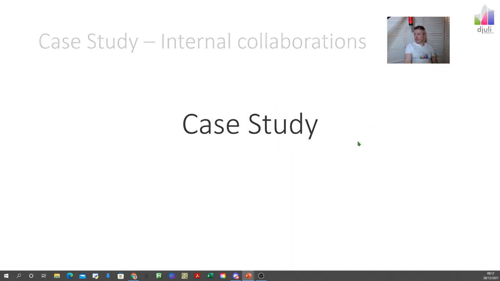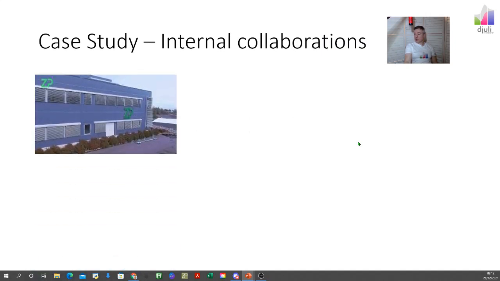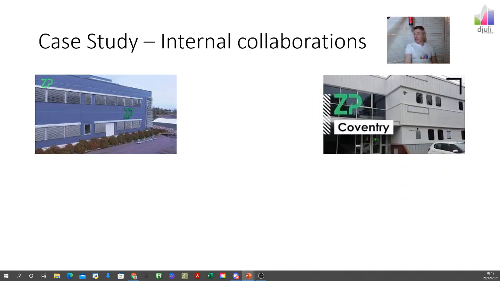Why should you do any of this? So let's talk about an internal collaboration. At Zimmer & Peacock, we have several locations in at least 2 countries. For example, on the left-hand side we have our A1 building in Norway. It's 4,000 square meters. And we have a much smaller 400 square meter one in Coventry.